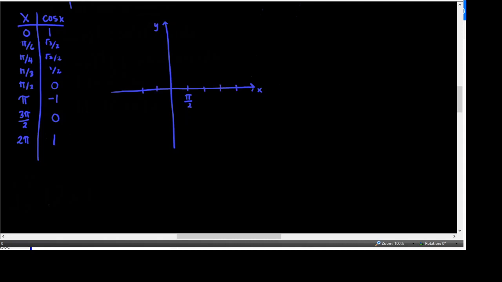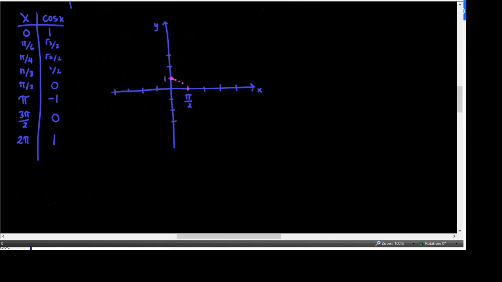Okay, so let's make the x-axis marks every pi over 2, and the y-axis marks every 1. I gave myself way too much y-axis, but that's okay. We'll live with it. Okay, so 0, plot 1. Pi over 6, square root of 3 over 2 is that 0.866 number. Pi over 4 is square root of 2 over 2. That was 0.707 or so. Pi over 3 is 1/2. Pi over 2 is 0.